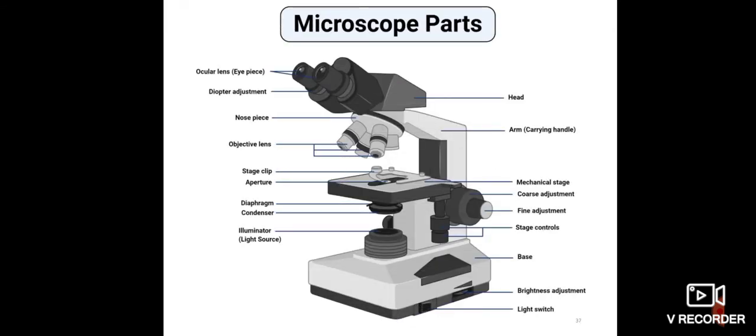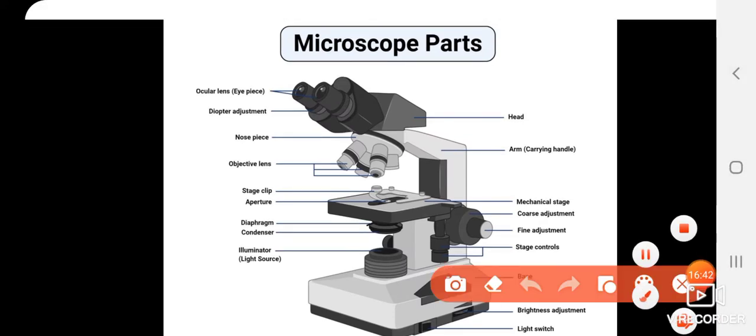So before going into identification of cells, we'll give a brief overview of the microscope. The microscope, as you all know, is the most common instrument used in the pathology department. You have an ocular or eyepiece through which you will see. The power of the ocular lens is 10x. Then you have diopter adjustment depending upon the distance between the two pupils.